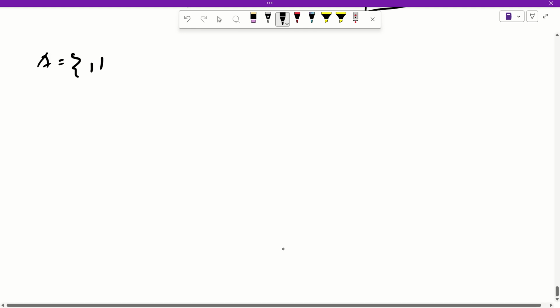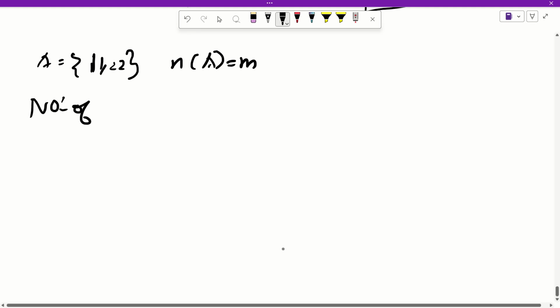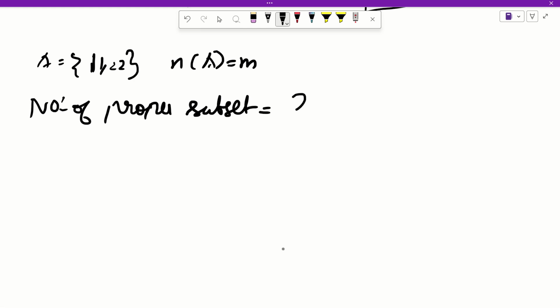Number of proper subsets. Let's say we have a set A, and n of A is equal to M. Then to find the number of proper subsets, the number of proper subsets is equal to 2 raised to M minus 1. This is an important thing, guys. So this is all for the chapter set theory.